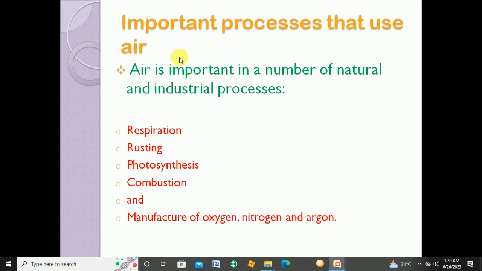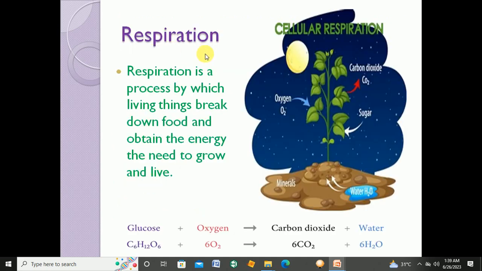Important processes that use air. Air is important in a number of natural and industrial processes, and that list starts from respiration and goes to rusting, photosynthesis, combustion, and the manufacturing of oxygen, nitrogen, and argon. Among all these processes, we will discuss respiration, rusting, photosynthesis, and combustion in detail. So first is respiration. Respiration is a process by which living things break down food and obtain the energy they need to grow and live. You have learned about respiration in the previous chapters, but I am explaining it to you again to remind you of all the concepts.